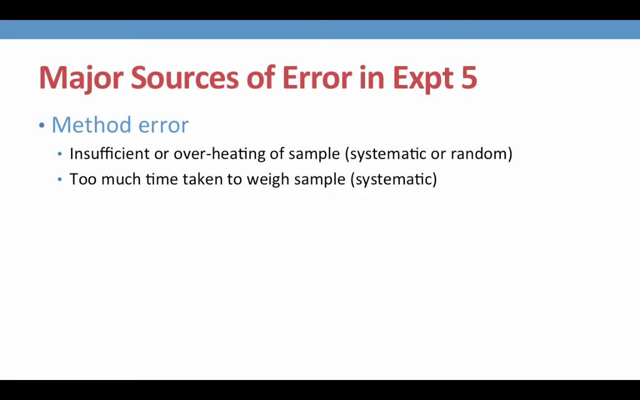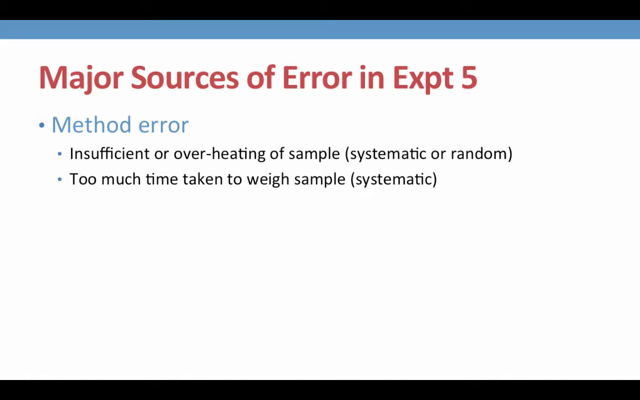In specific, there are several sources of error that come from experiment 5. The method error could be involved in not heating to constant weight, so insufficient heating of the sample. Insufficient heating of the sample would be a systematic error, since not heating to constant weight will always give us a lower percent hydrate, lower percent water in our hydrate than if we did heat to constant weight. On the other hand, overheating of the sample, allowing some of the sample to pop out, would also be systematic or could be random if it doesn't happen every time.